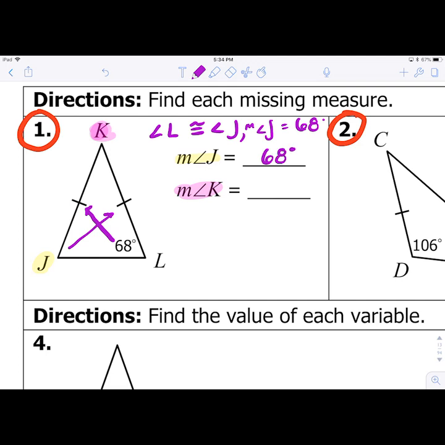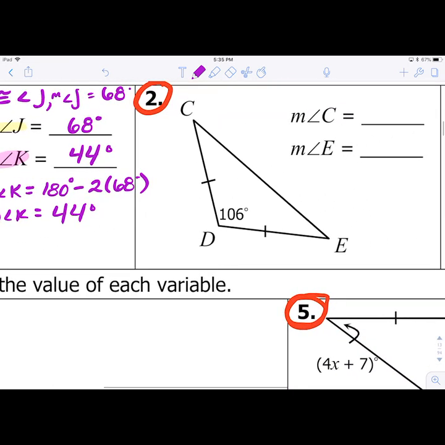And to find the measure of angle K, well, remember from the previous video, all the angles inside of a triangle must add up to 180. So the measure of angle K is equal to 180 degrees minus those two 68-degree angles. So this is going to get me 180 minus 136, that is 44 degrees. All right. Pretty simple stuff. As long as you know the properties, you're all good to go. Let's look at number 2.